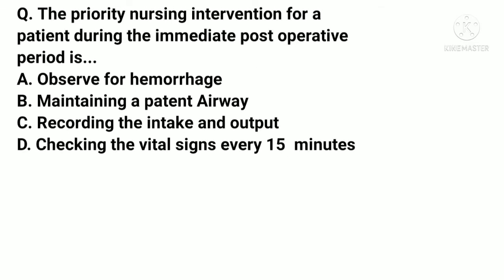A priority nursing intervention for a patient during the immediate post-operative period is: A. Observe for hemorrhage. B. Maintaining a patent airway. C. Recording the intake and output. D. Checking the vital sign every 15 minutes.